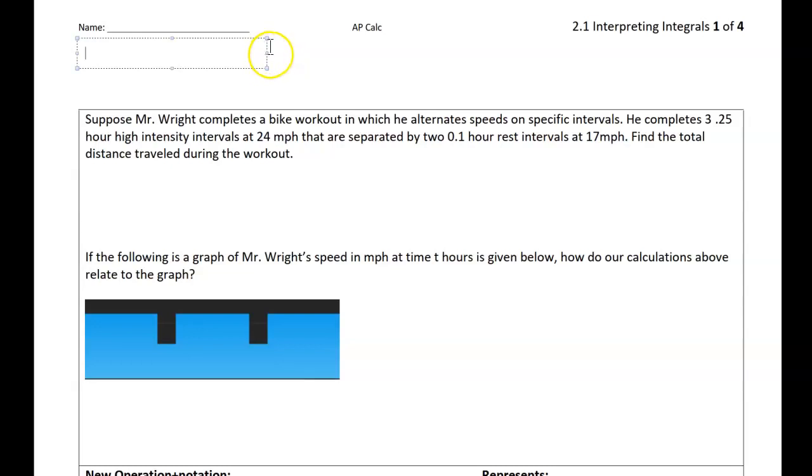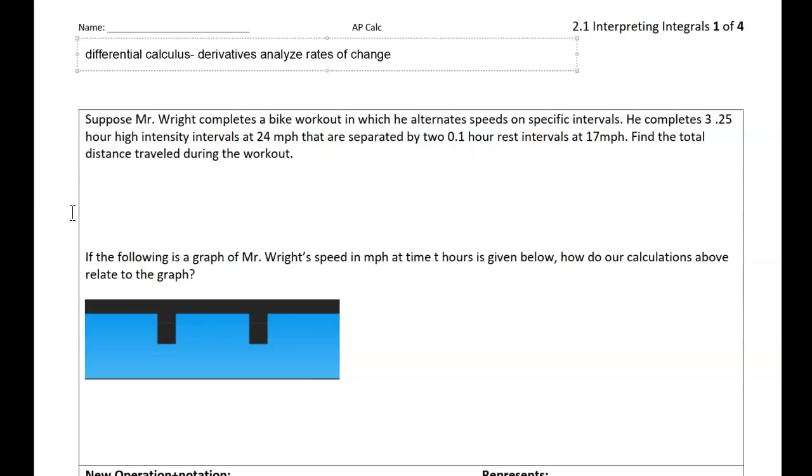All right, so in this lesson, we're going to introduce what is the second big main idea of calculus. Over the past several weeks, we've been studying what is called differential calculus, which has to do with derivatives, which allow us to analyze rates of change. The second big branch of calculus is called integral calculus. And we're still dealing with the mathematics of change, but now we are studying total change.